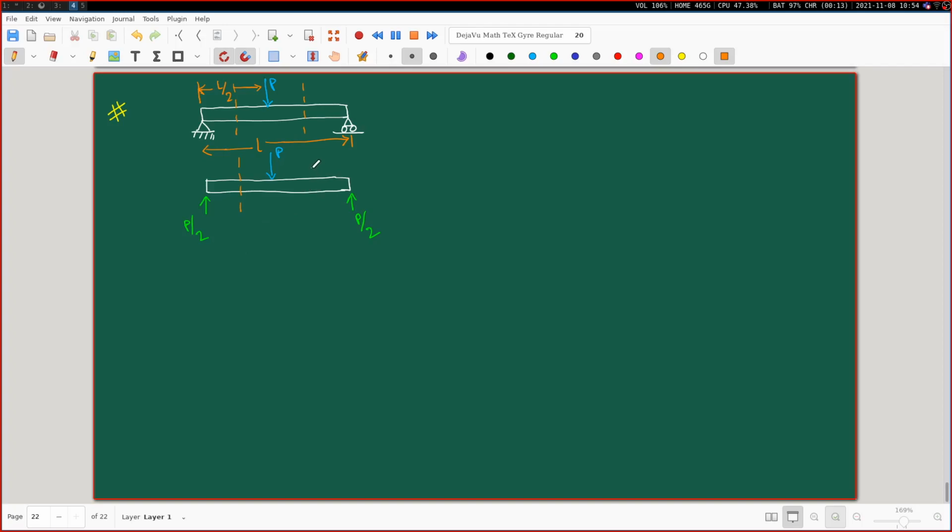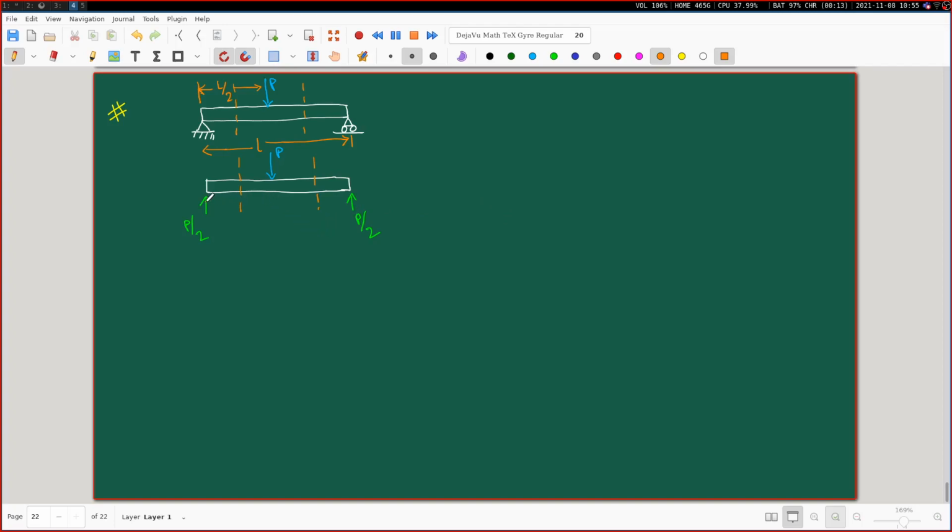And then subsequently, you take another cut section between this L by 2 and L. You will get another expression. And if you carry out the integration from 0 to L by 2 piecewise, and then piecewise from L by 2 to L, you will get your answer. But there is a different way of doing it, just exploiting the symmetry of the problem.